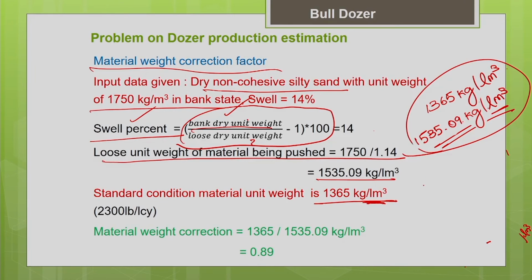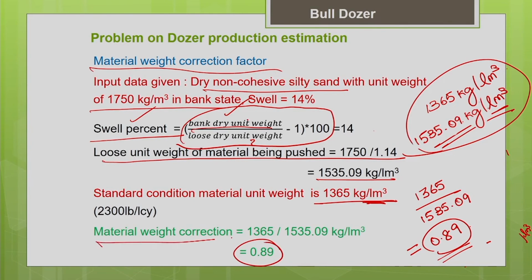So how to find the material weight correction factor? It is nothing but 1365 divided by 1535.09. So that gives me the material weight correction factor as 0.89. Obviously, it is also less than 1. It is going to reduce my productivity. So this is your material weight correction factor. Fine.